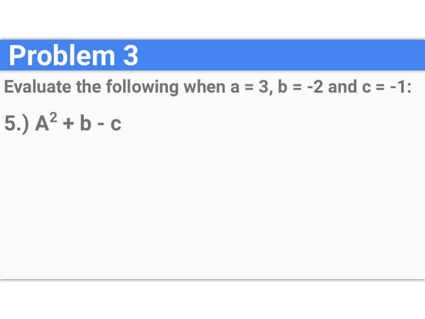Okay, so evaluate. So we're going to have 3. Please use parentheses when you substitute. And c is -1. Okay, so 3 squared is 9. Plus a negative, just write -2. 2 negatives in a row becomes +1. So 9 minus 2 is 7 plus 1 is 8.